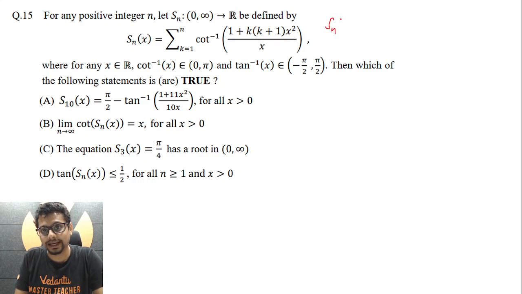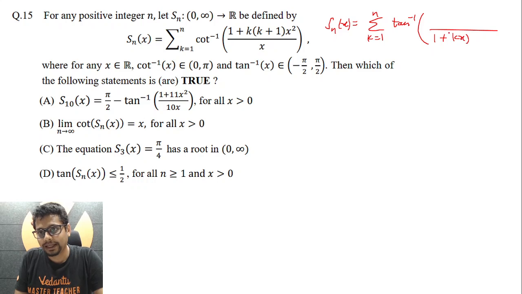So S_n(x) we may write as sigma k equal to 1 to n tan inverse x by 1 plus kx multiplied by (k plus 1)x. We'll be looking to create tan inverse of (alpha minus beta) divided by (1 plus alpha beta), so that we can create the telescopic series tan inverse alpha minus tan inverse beta. So here in the numerator there would be x, but I will smartly write it as (k plus 1) times x minus kx, which essentially is x only.